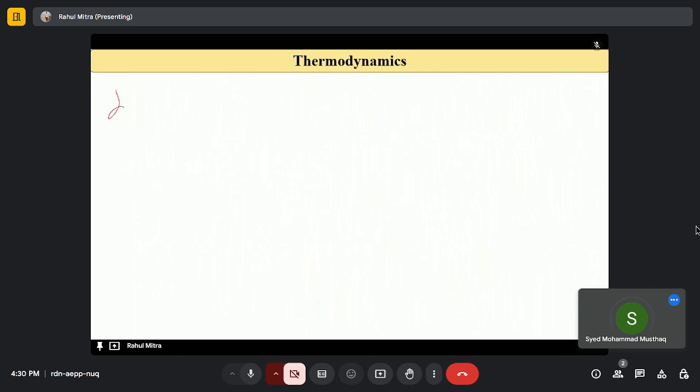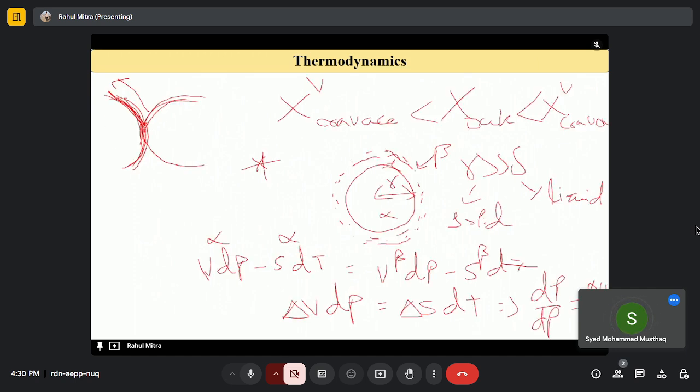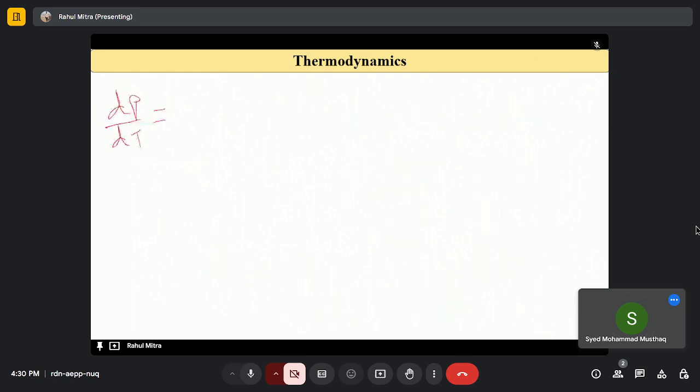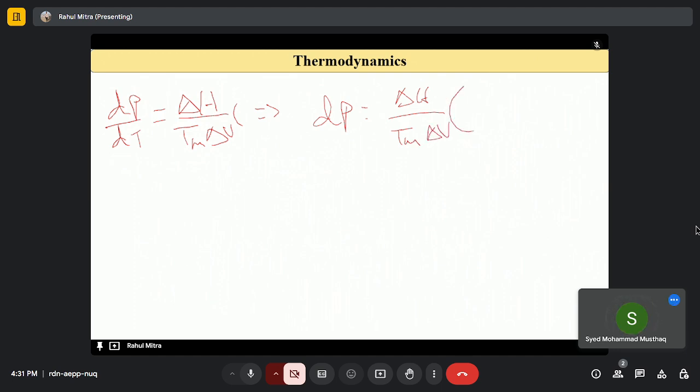Now dP by dt equals delta H by Tm times delta V. This will arrive at delta P equals delta H by Tm into delta V. This will be equal to del dt.